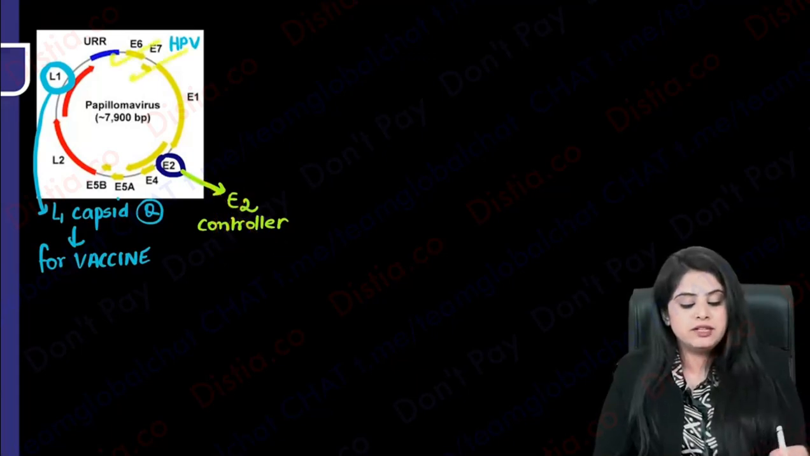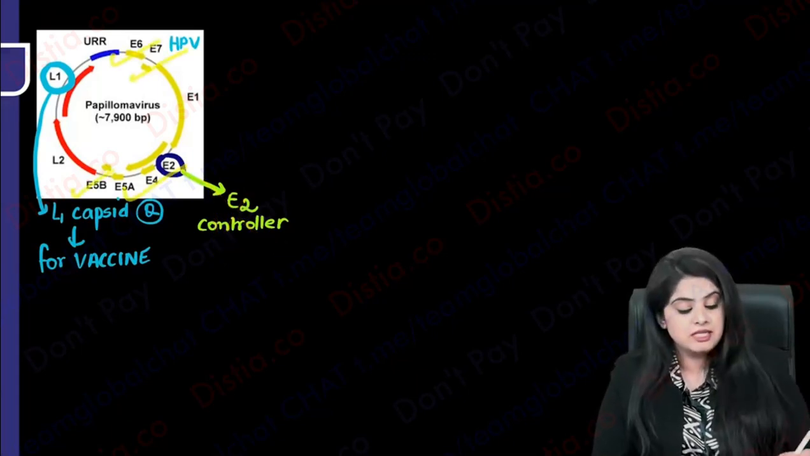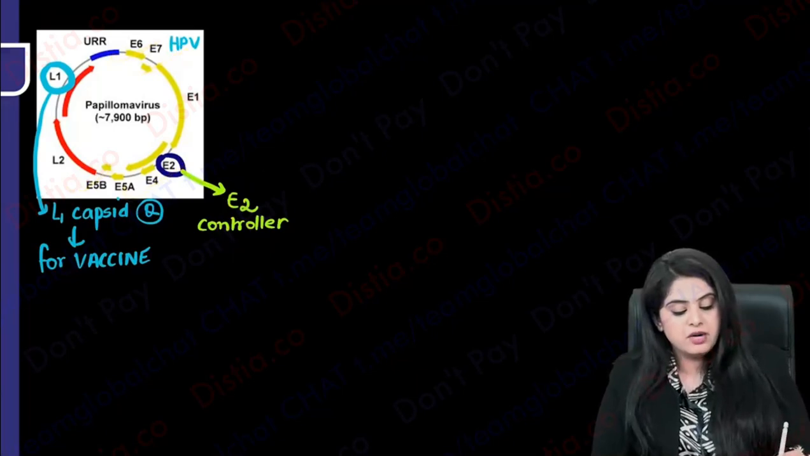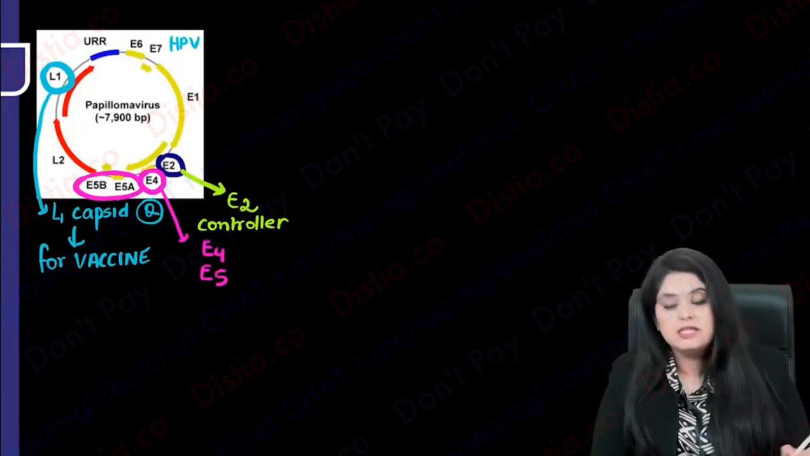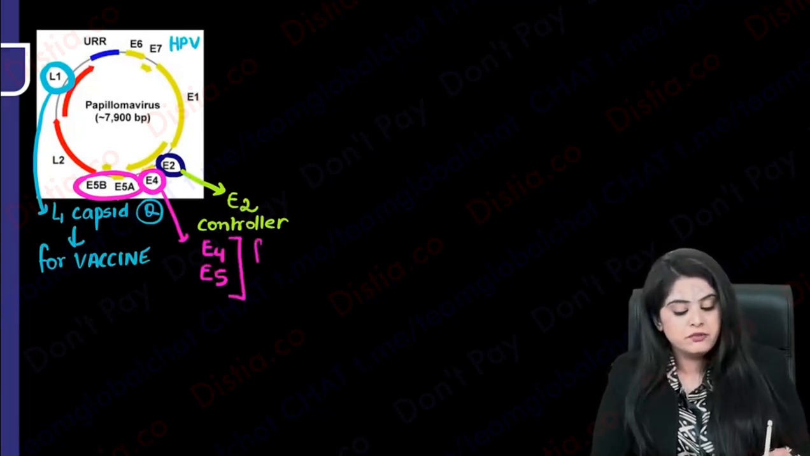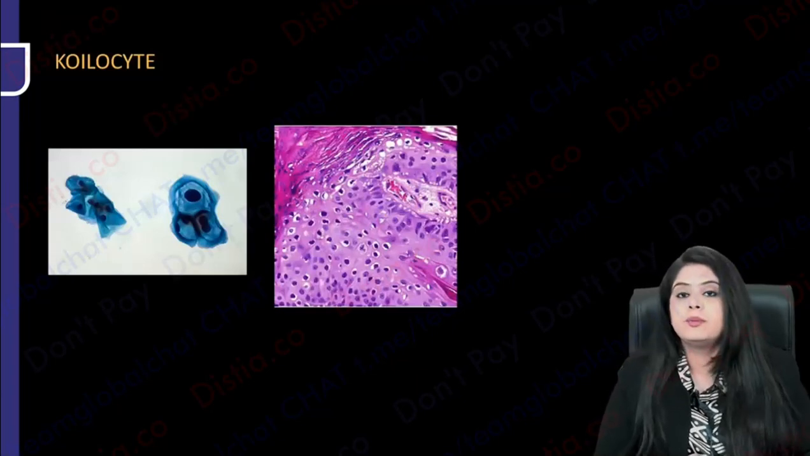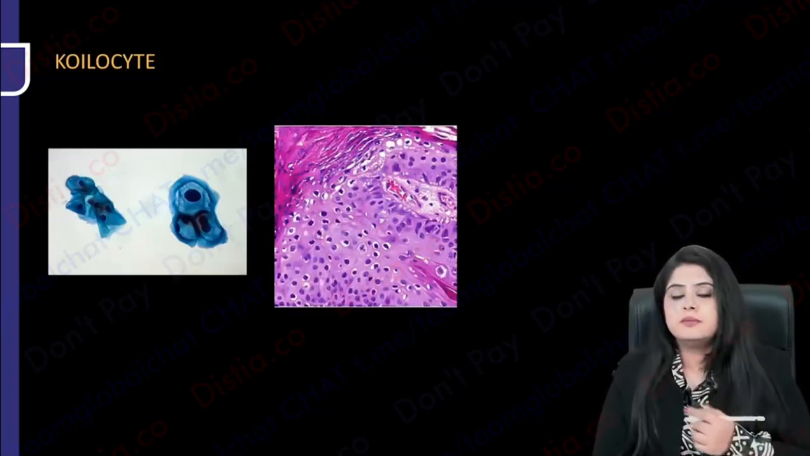So now the rest of them are going to have a party. What are they going to have a party for? Let us start with the next numbers, E4 and E5. Please note, E4 and E5, especially E4, is responsible for making a change in the cell called coelocytosis. What is coelocytosis? Let me show you a picture. This is a coelocyte. First, let me describe it.